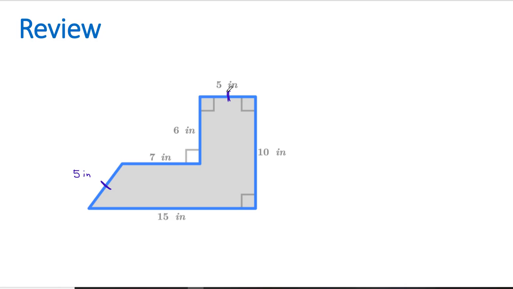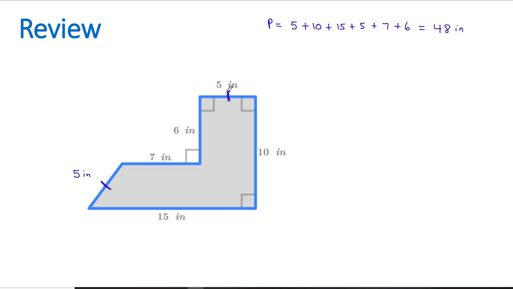If we want to calculate our perimeter, we're going to simply add all the sides, and you can go in any order you want. I'm going to go clockwise. 5 plus 10 plus 15 plus 5 plus 7 plus 6. So for perimeter of composite shapes, you just make sure you've got all your outside measurements, and this is 48 inches.